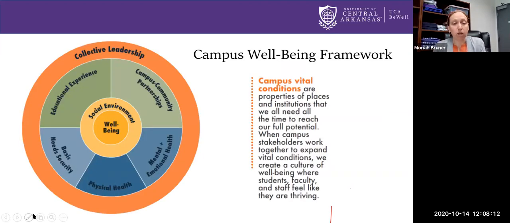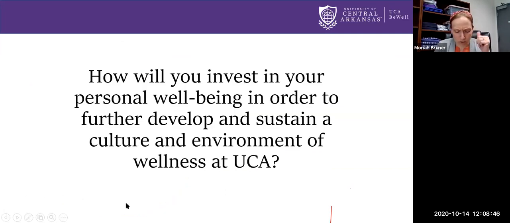And we looked at this campus wellbeing framework, which nicely incorporates the social cognitive theory and the social ecological model of health and the interplay of campus stakeholders, and it contextualizes all of that to the campus community. So I really love this graphic. And this framework introduces different dimensions of well-being or campus vital conditions, and how the vital conditions work together to produce well-being at institutions of higher education. And we ended the session with this question: how will you invest in your personal well-being in order to further develop and sustain a culture and environment of wellness at UCA?